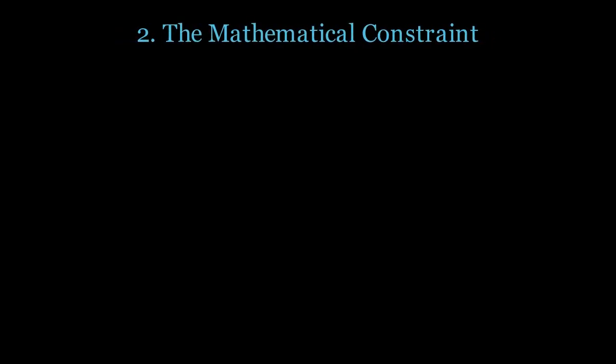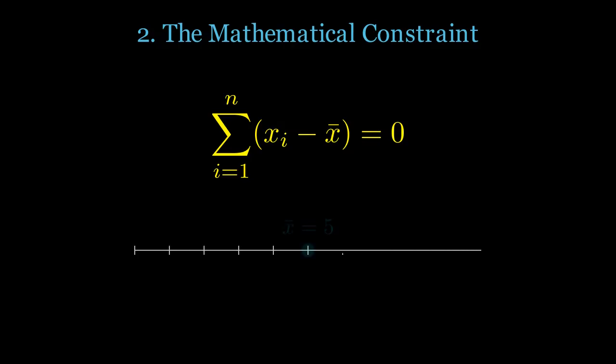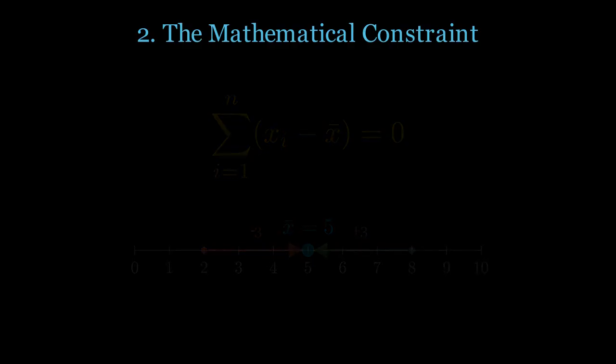This restriction is an unbreakable mathematical law. The sum of all deviations from the mean must always equal exactly 0. If you measure how far every data point is from their average, the positive distances will perfectly cancel out the negative distances. This isn't just a coincidence, it is a fundamental property of the arithmetic mean itself. Because of this zero-sum game, your data points are no longer entirely free agents. They are bound together by an invisible mathematical leash that forces them to balance perfectly around the center.